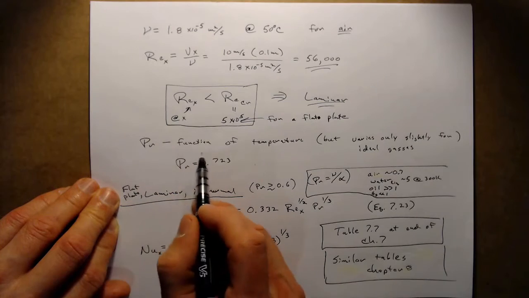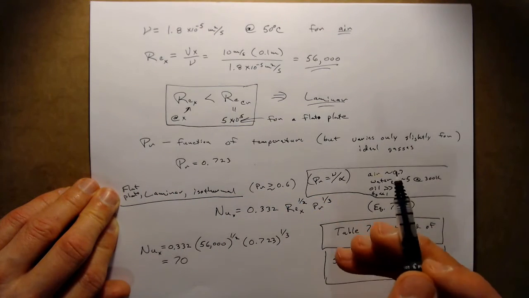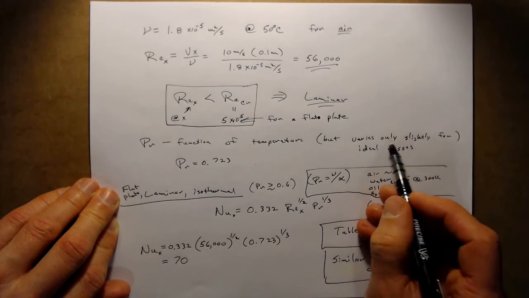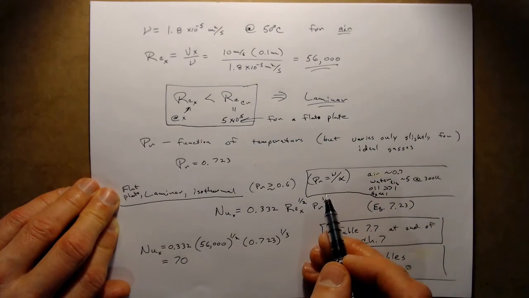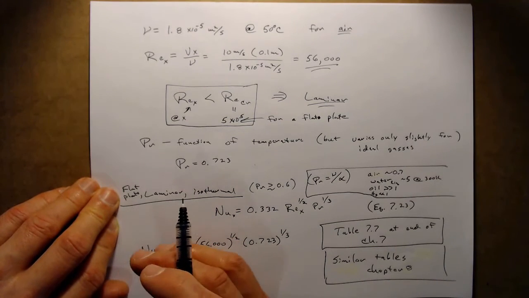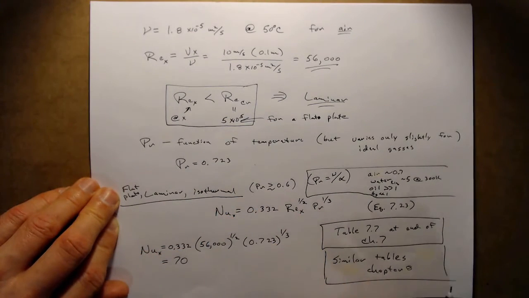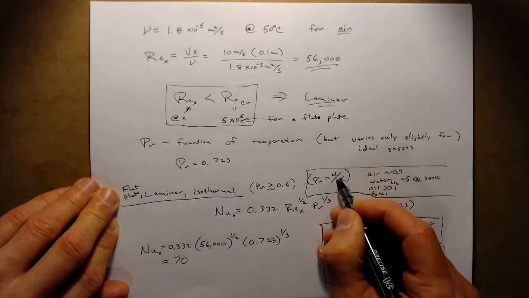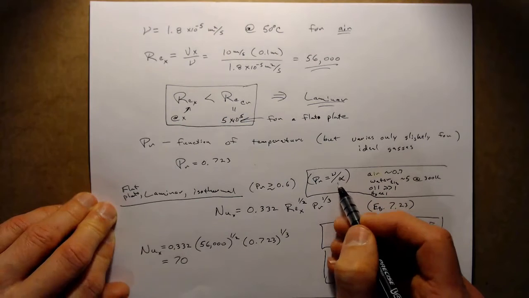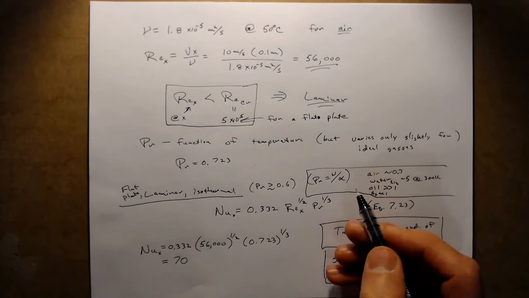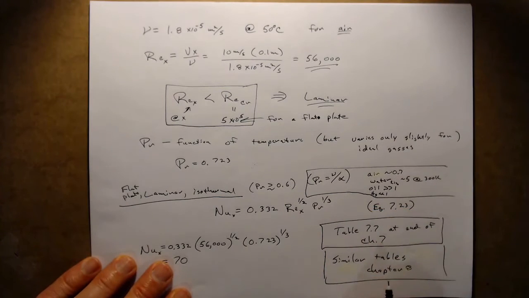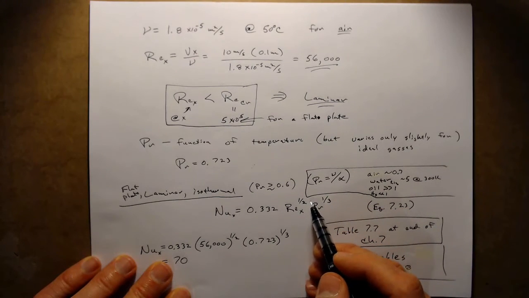The Prandtl number, again, is a function of temperature. For a gas, it varies only slightly. For ideal gases, it's not a strong function of temperature. However, for liquids, it will tend to be a very strong function of temperature because, again, the Prandtl number is kinematic viscosity over the thermal diffusivity. And so we know kinematic viscosity varies a lot with temperature. So Prandtl number can vary very strongly.